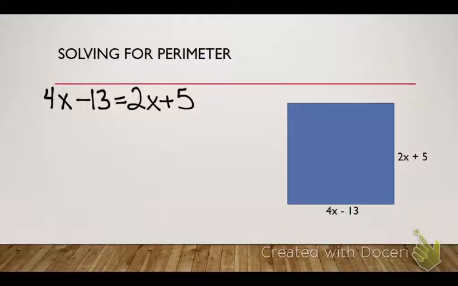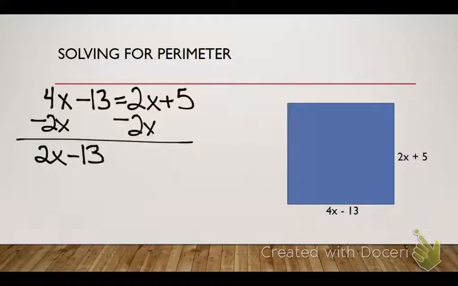And now I've just set up a multi-step equation. I need to solve for x. See what we did there? Set the sides equal to each other. Now solve for x. What do I do first? Bryce, what do I do first? Subtract 2x to the other side. 2x minus 13 equals 5.